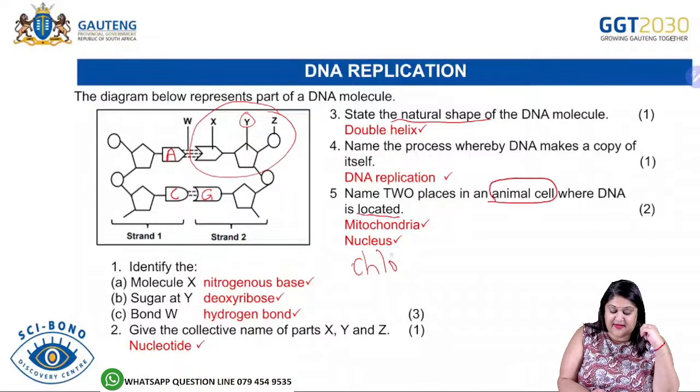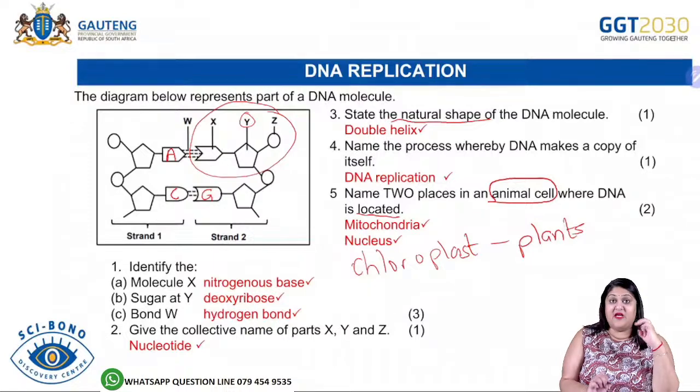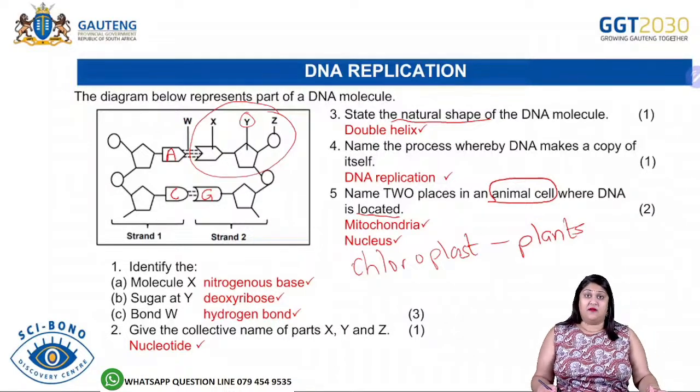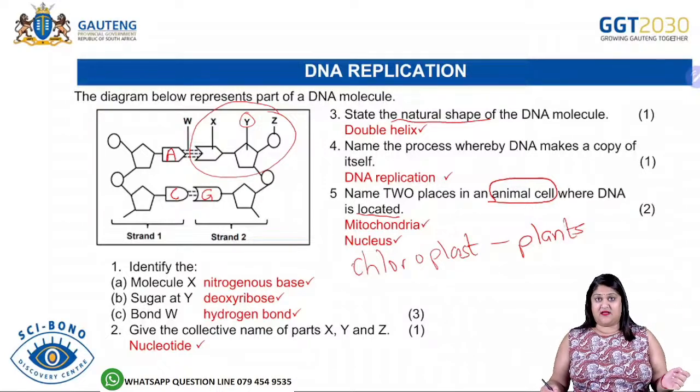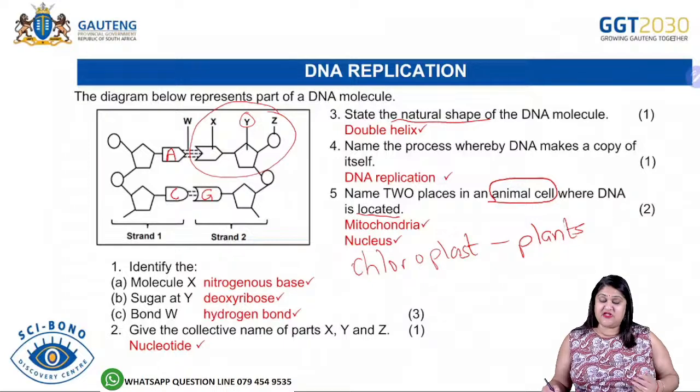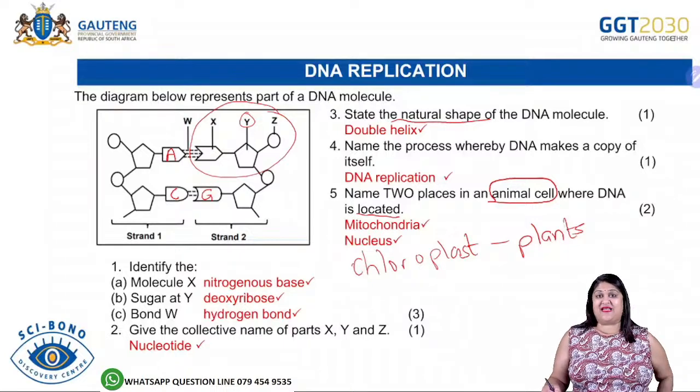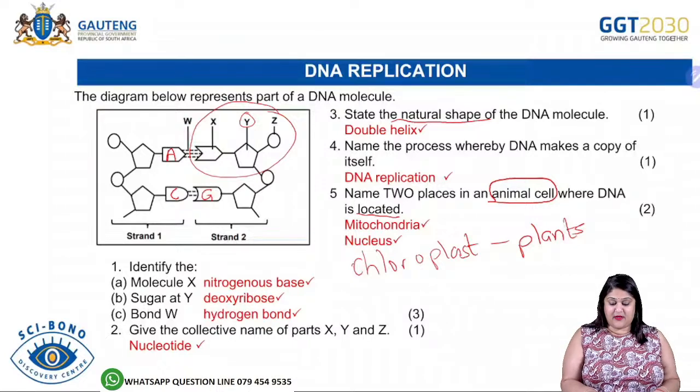So you can only say mitochondria and nucleus, but it's also in the chloroplast, but that is only in plants. Okay, so that's why it's important to remember grade 10. Because now, if you had just learned this from the examination guideline, and some of you might have answered chloroplast here, you wouldn't get it right, because this question is asking you for the animal cell, where DNA is found in an animal cell.